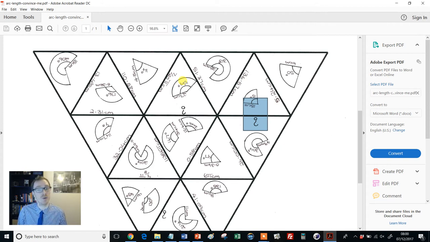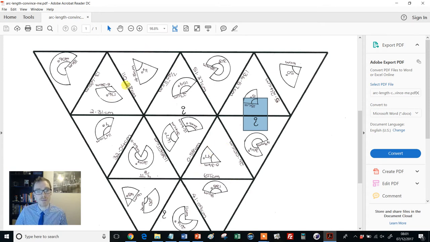So maybe it's a unit conversion. Maybe they've used the wrong angle. Maybe they've done pi r squared instead of pi d or whatever. Maybe they've forgotten to divide by 360 degrees. All the common misconceptions that you've seen kids make with these, you can include in those wrong answers.